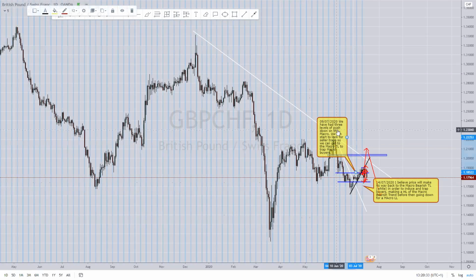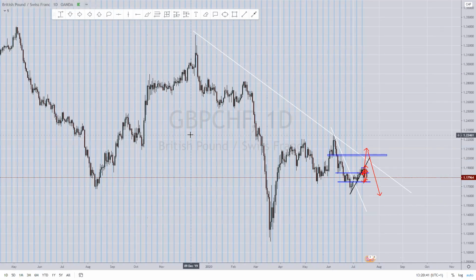Okay, I'll just do this very quickly. Get rid of some of the stuff here. All right, so I did notice on this pair that price on the daily was obviously in a downtrend and had validated this macro bearish trend line. That's the white trend line. And it had also made a lower low of this area here. So this trend line had gone down, and price had validated it a few times before breaking it.